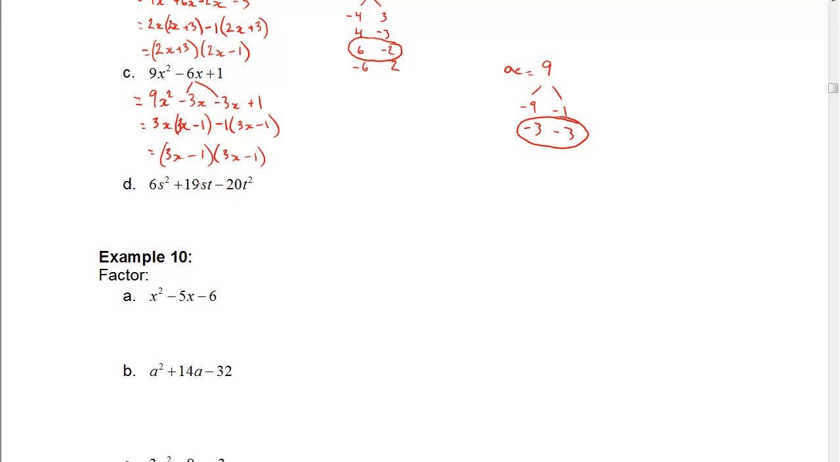Last of example 9 then, we have 6 and 20. The fact that this one's s squared and this one's t squared and we have st in the middle is actually irrelevant. It's not changing our answer at all. So we're not even going to worry about it. We get 6 times 20 for AC, and that is 120.